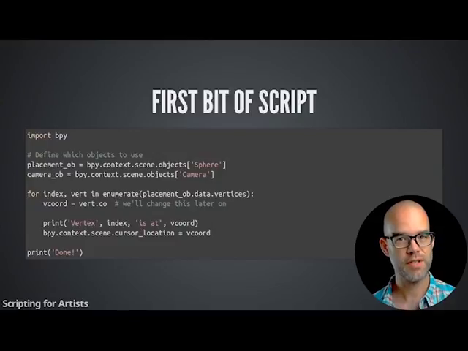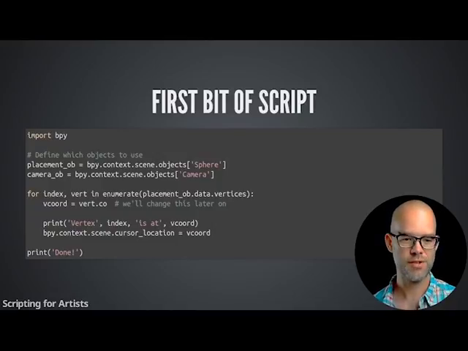Okay, so now we have the vertex and we need to have its coordinates, which are stored in .co. So we can simply say vcoord equals vert.co. I wouldn't put a line like this in the code by itself. Usually I would just rather use vert.co directly, but we'll have to change this line later on, so that's why we'll keep it here.